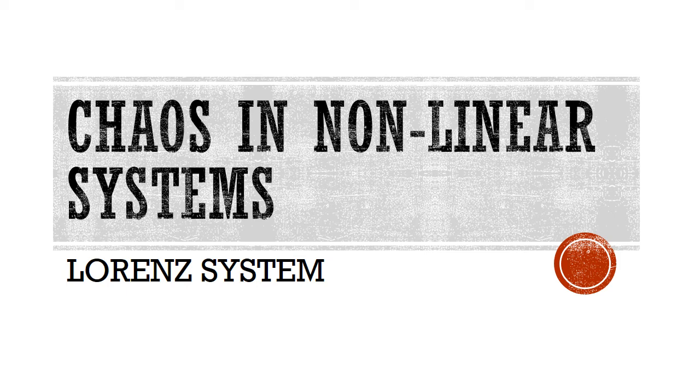Welcome back. In this video, we will be seeing chaos in nonlinear systems with an example of the Lorenz system. In the previous video, we have seen chaos in discrete equations with an example of the logistic map and how to use discrete equations in an application. Please check the link of this video in the description box given below.